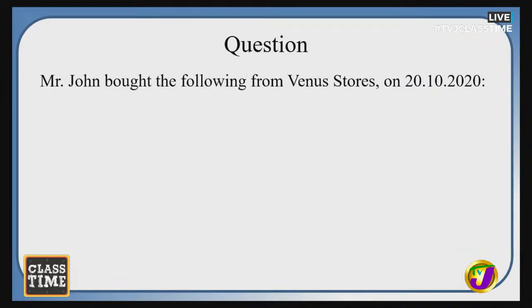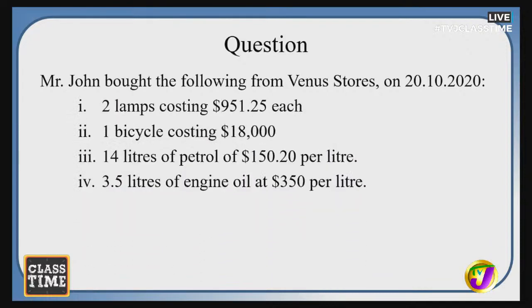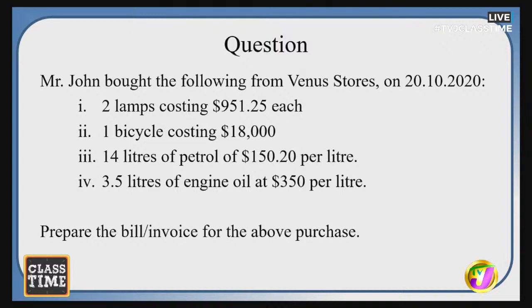So the first question we have that has to do with invoices is quite simple. Mr. John bought the following items from Venus store on the 20th of October 2020. He bought 2 lamps, which cost $951 each, a bicycle, 14 liters of petrol, and 35 liters of engine oil, and each has their unit price. So it's a simple task. All we're asked to do is to prepare the bill for the above purchases.